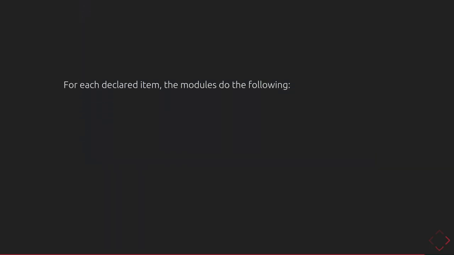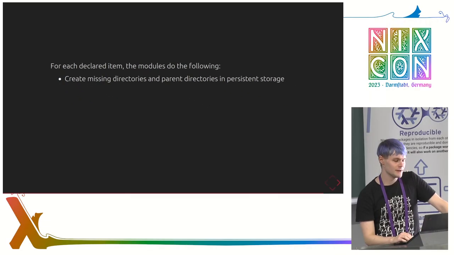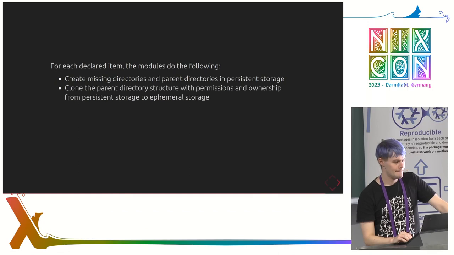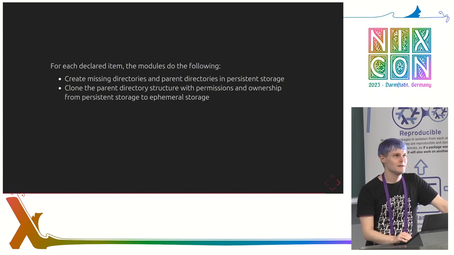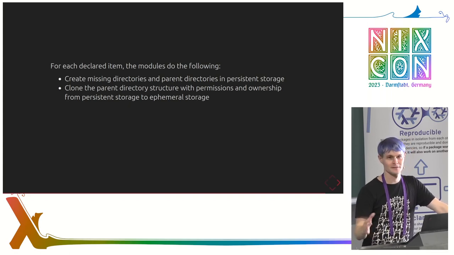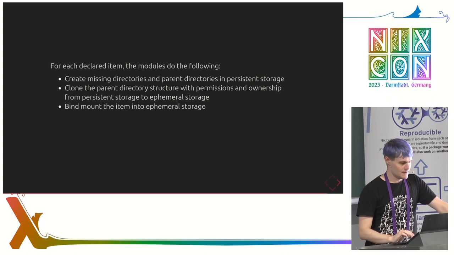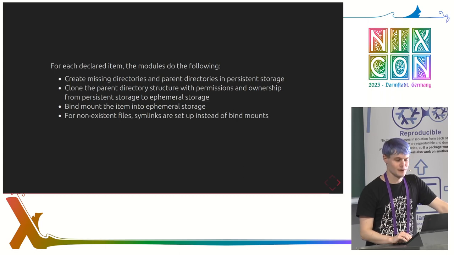And so for each of these declared items, the modules do the following. They create the missing directory and parent directories in the persistent storage. They clone the parent directory structure with permissions and ownership from the persistent storage to ephemeral storage. So if you've set permissions or ownership on the directories, when that is set up in your root, your tmpfs root or whatever, then all that is kept. And then it bind mounts the item into ephemeral storage. Except that for non-existent files, symlinks are used instead of bind mounts.